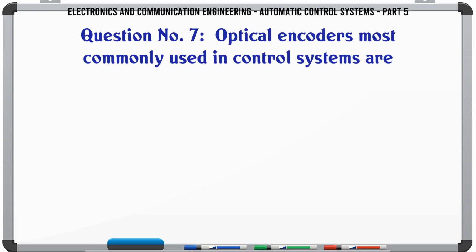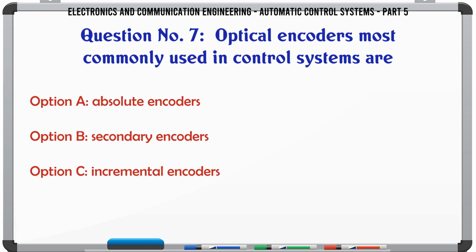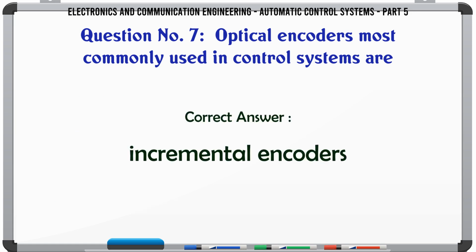Optical encoders most commonly used in control systems are A. Absolute encoders, B. Secondary encoders, C. Incremental encoders, D. None of the above. The correct answer is incremental encoders.